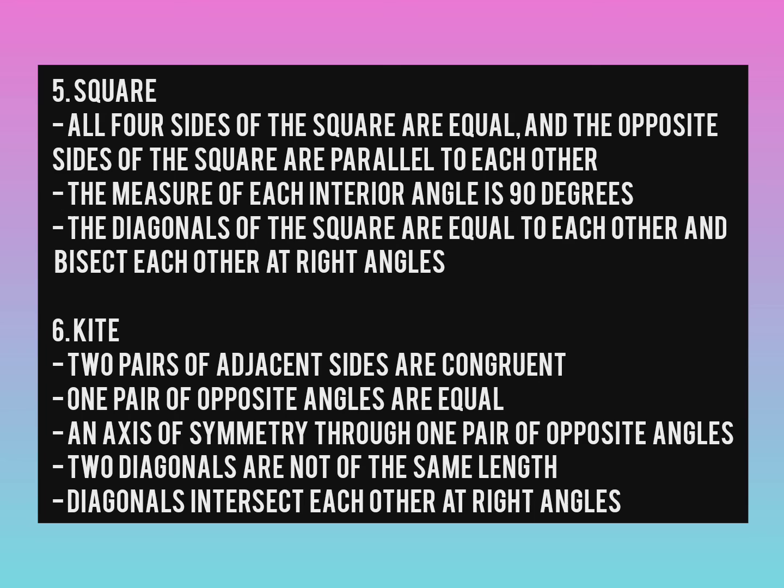Last, kite. Two pairs of adjacent sides are congruent. One pair of opposite angles are equal. There is an axis of symmetry through one pair of opposite angles. Next, the two diagonals are not of the same length. Last, diagonals intersect each other at right angles.